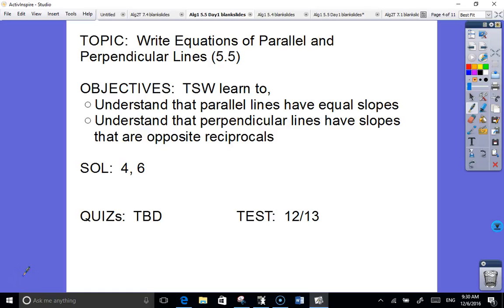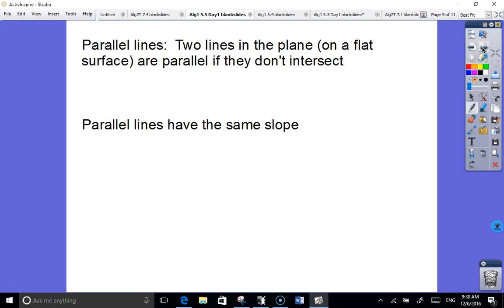So this is writing equations of parallel and perpendicular lines. You hate it? I mean, you hate it? It's not worth your hate. Okay. So what are parallel lines?